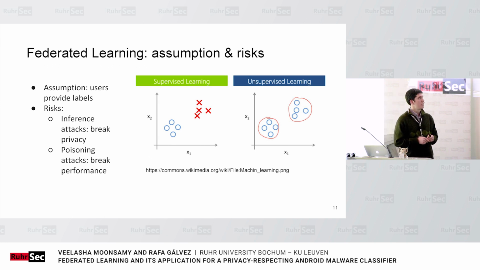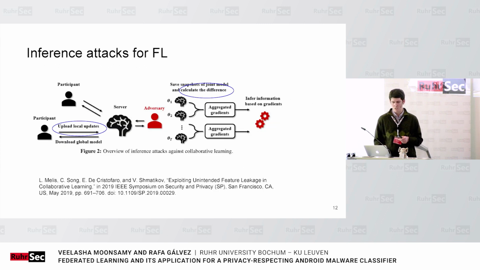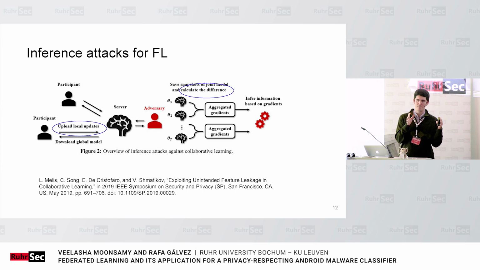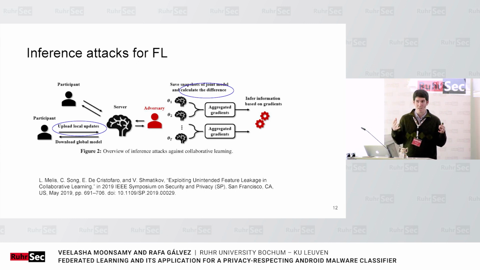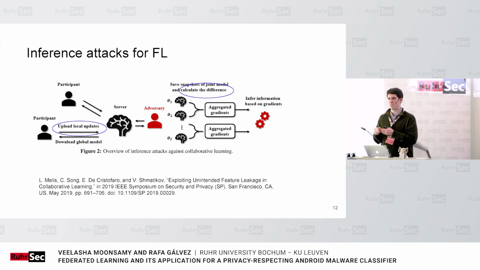How does this work? For inference attacks, it's actually pretty simple. Each user will send a bunch of parameters. These local updates are a bunch of parameters. You can imagine a matrix with many numbers. And the adversary will be able to see them and say, OK, when this set of parameters is updated, that means that this user installed this app, or this user typed this word. Because there is such a number of parameters that there are unique combinations per possible candidate example.